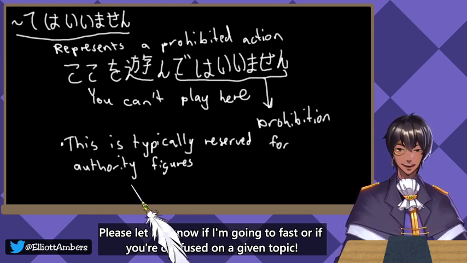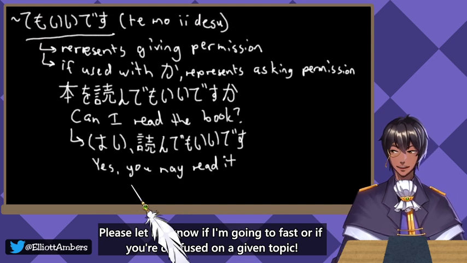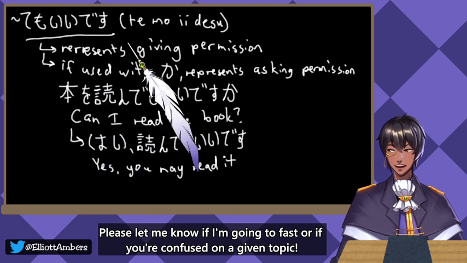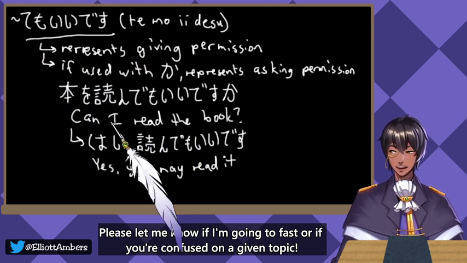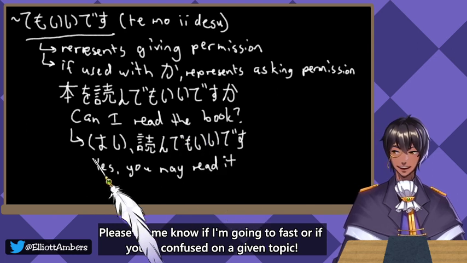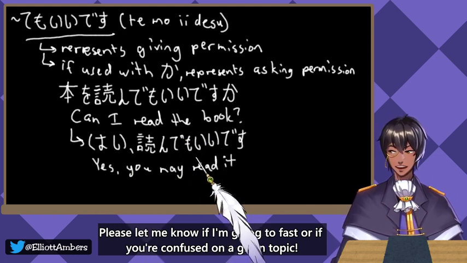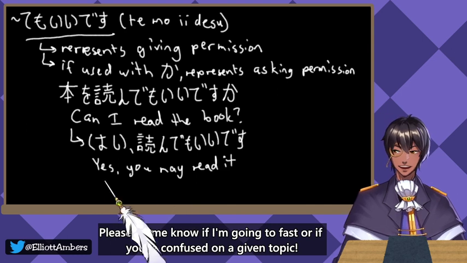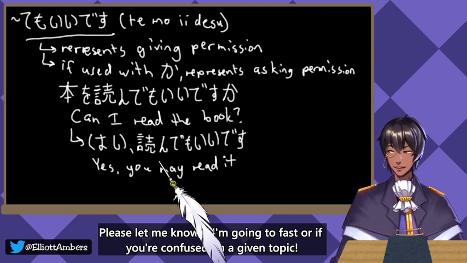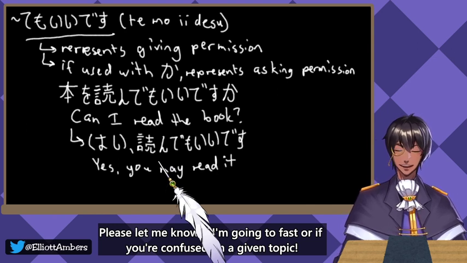We also talked about if we ask te mo ii desu, like hon o yonde mo ii desu ka? May I read the book? You respond, hai, yonde mo ii desu. Yes, you may read the book. So converting our verbs into te form is something that we use in order to give permission.